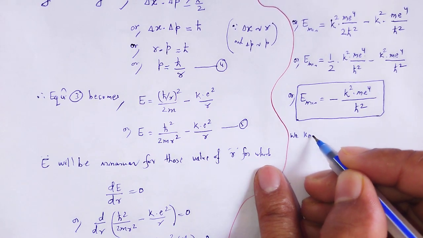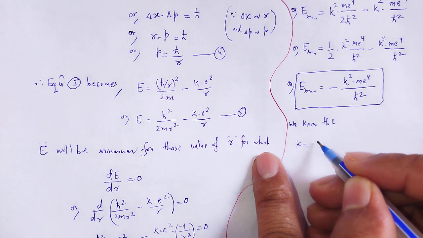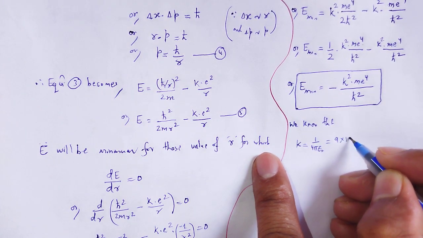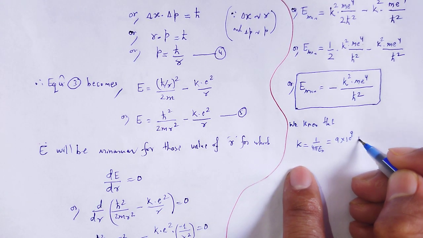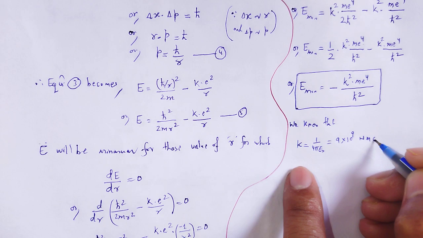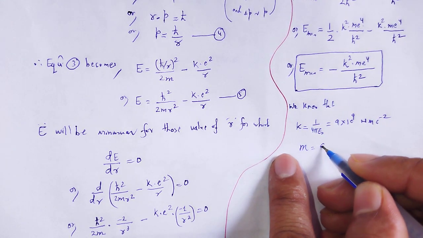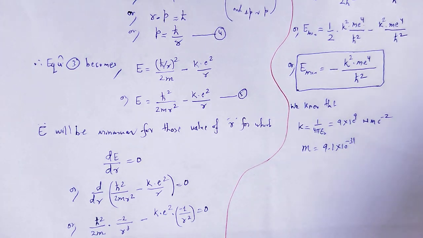We know that the value of k, 1 by 4 pi epsilon naught, is 9 into 10 to the power 9, with the unit Newton meter squared coulomb to the power minus 2, and the mass of the electron is 9.1 into 10 to the power minus 31 kg.